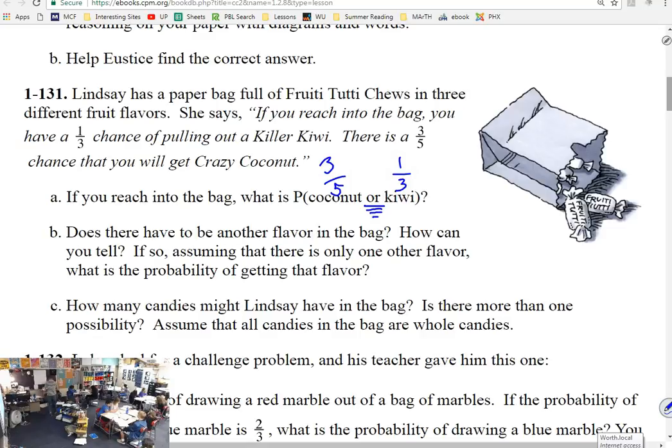Here's your 1 minute warning. I'm changing cards, getting ready to call on somebody.